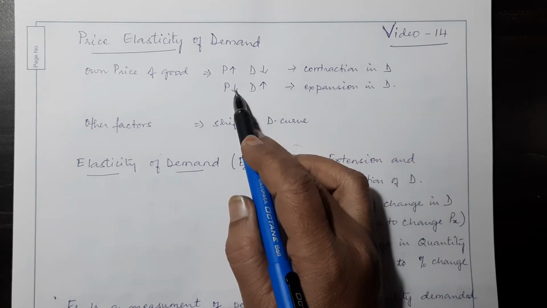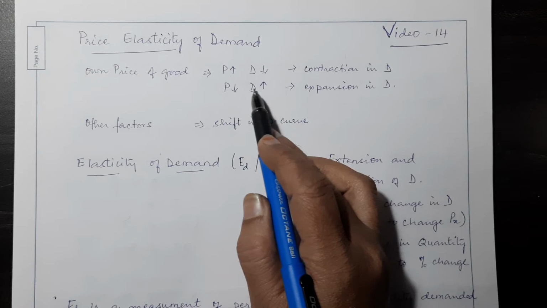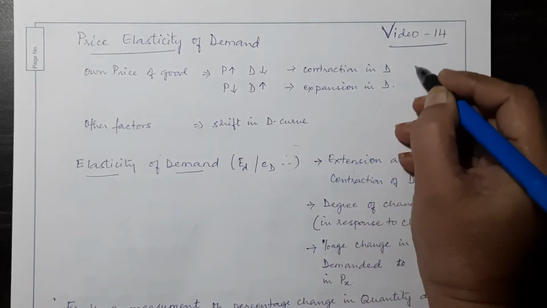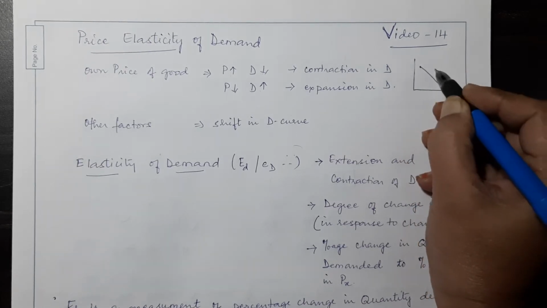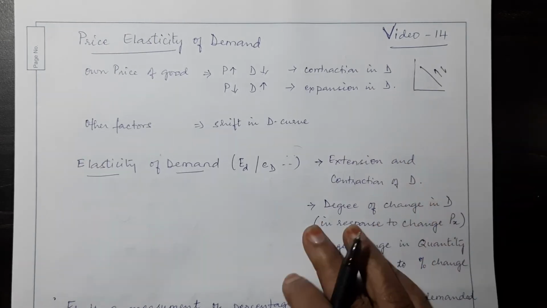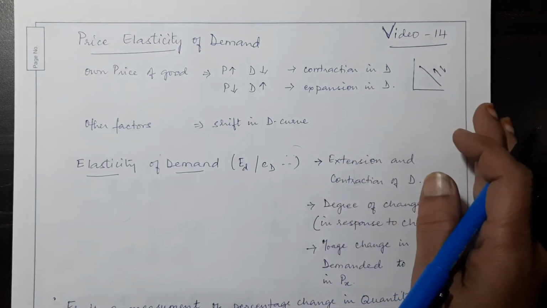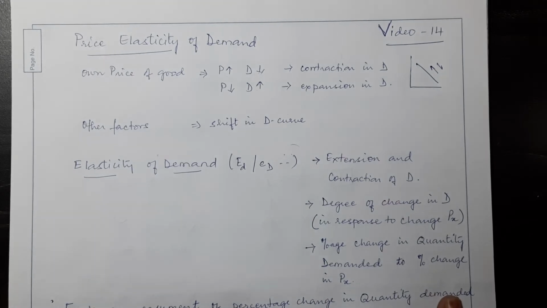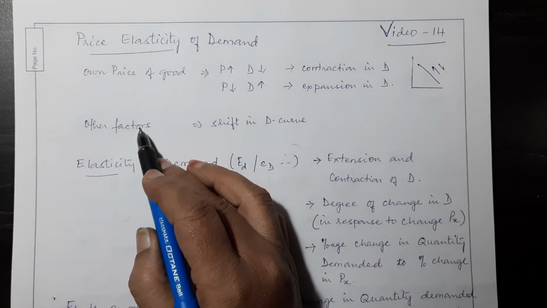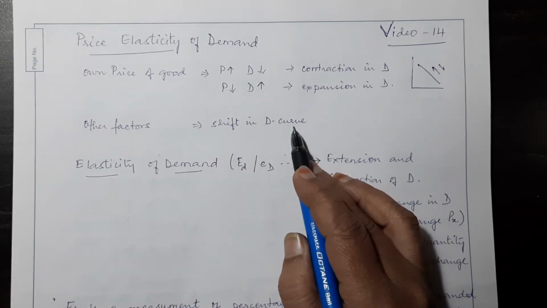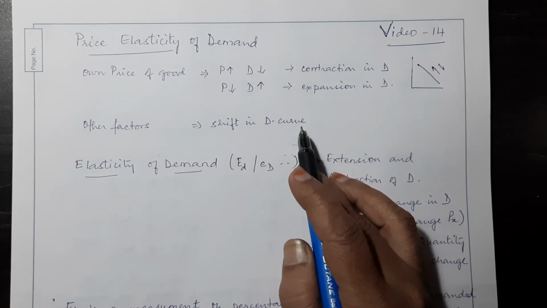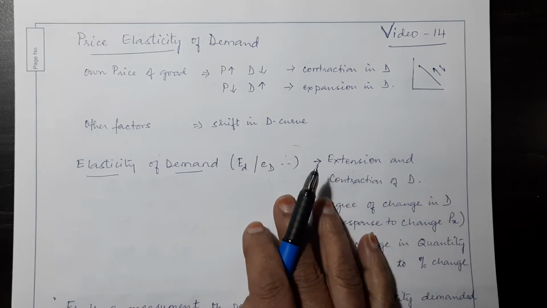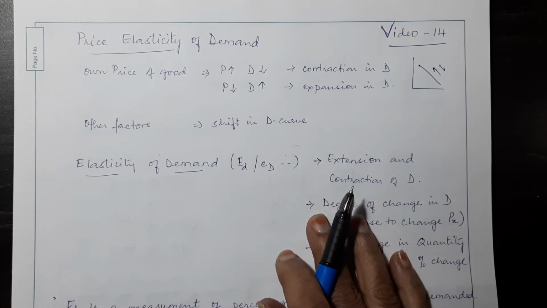And a reduction in price or a fall in price would result in increase in the demand, which results in an expansion in demand. And that is what we learned in our previous video, the movement up and down the demand curve, isn't it? So there is contraction and there is expansion in the demand curve. And the other factors other than the price of the good resulted in a shift in the demand curve. So there we could understand only a change in the quantity demanded due to a change in the price.